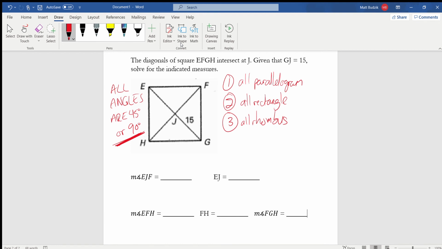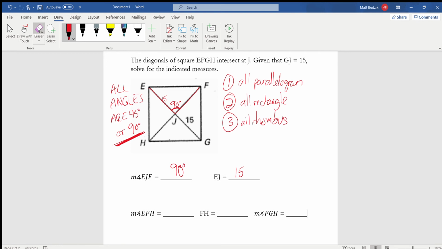So if we're looking at EJF, that's this angle right here. Working with what we know about a rhombus, we know that diagonals are perpendicular. So that means that EJF has to be 90 degrees. It's going to be 90. So let's go ahead then, let's talk about EJ. So we're given that GJ is 15. Diagonals are bisected. So that makes EJ also 15. So that has a length of 15.